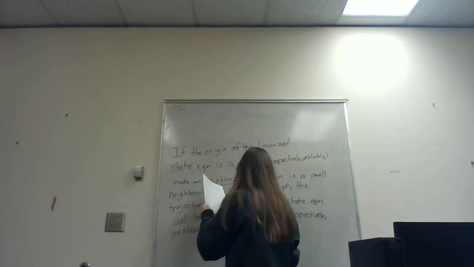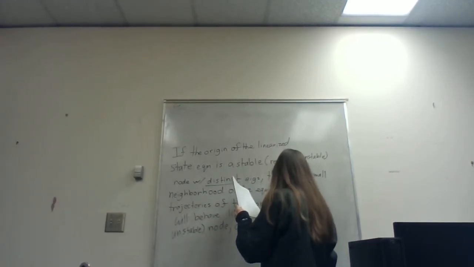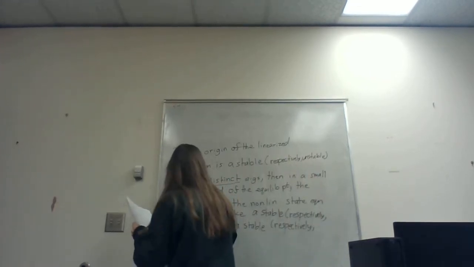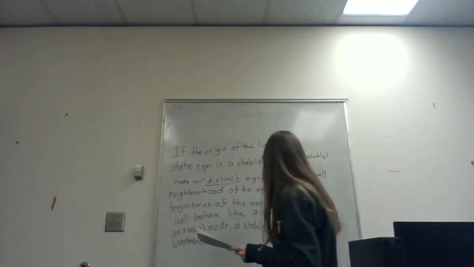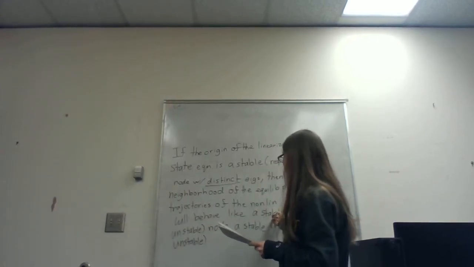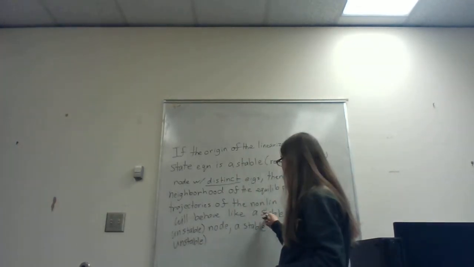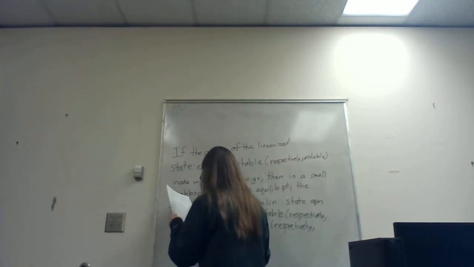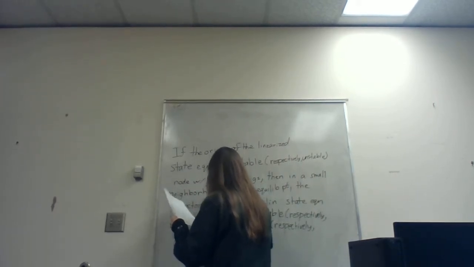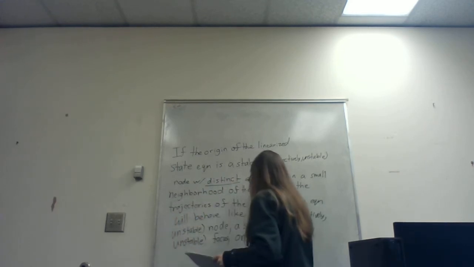A stable of some type of node, respectively unstable. I'm not quite sure which type. I'm going to assume they mean the types that are not just straight lines, though I'm not 100% sure. A stable, respectively unstable node, or a focus, or a saddle point.